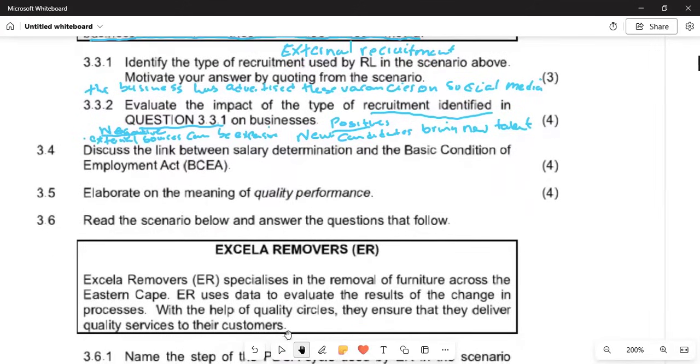Now we go to 3.4. With 3.4, discuss the link between salary determination as well as the Basic Conditions of Employment Act. So now we want a link between the salary as well as the Basic Conditions of Employment Act. So the BCEA sets out conditions that ensure fair labor and human resource practices.